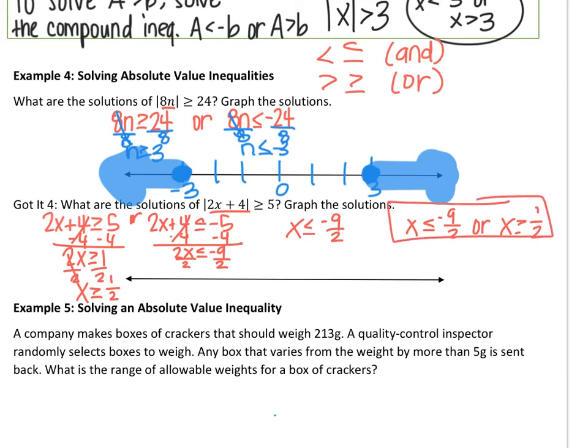Then we want to put it on a number line. Negative 9/2 is like negative 4.5. So that's 0. We're going to go negative 1, negative 2, negative 3, negative 4, negative 5. And then obviously 1/2 is going to be between 0 and 1. So negative 9/2 is going to be halfway between negative 4 and negative 5, and it gets a closed circle. 1/2 is going to be halfway between 0 and 1, and it also gets a closed circle. And because this is an or, we're going to shade outside of our points, so that's going to go this way and this way.